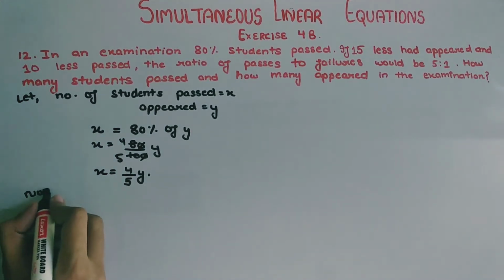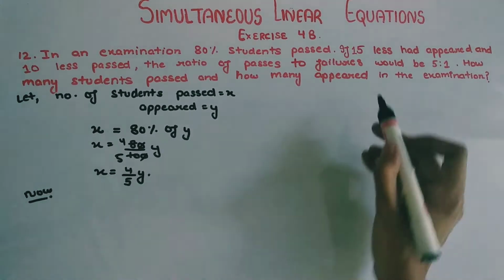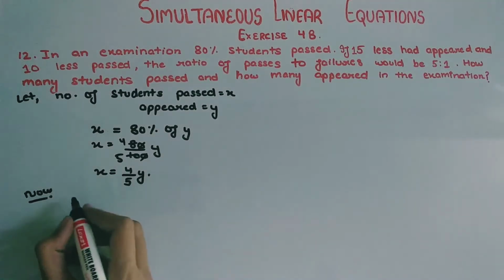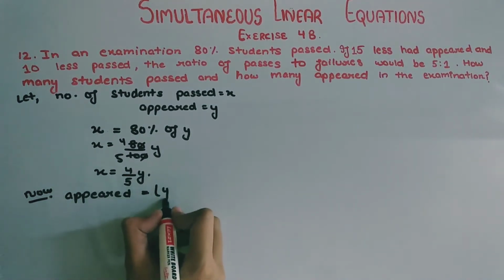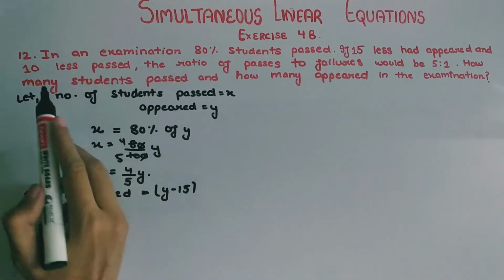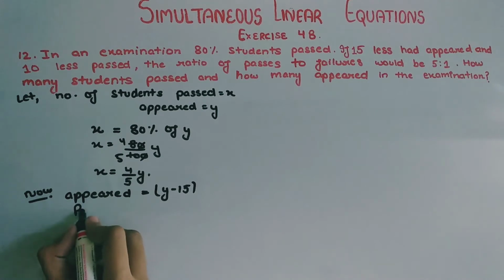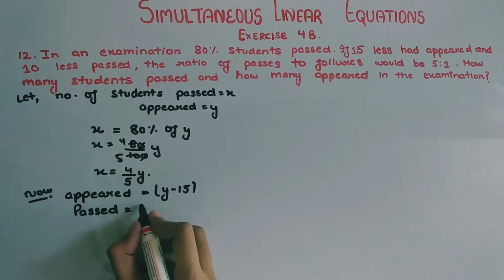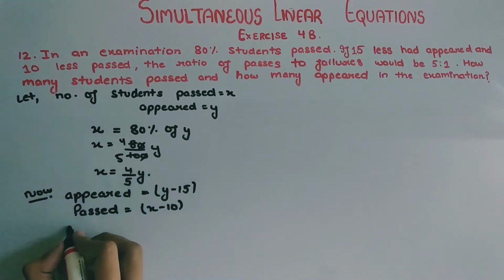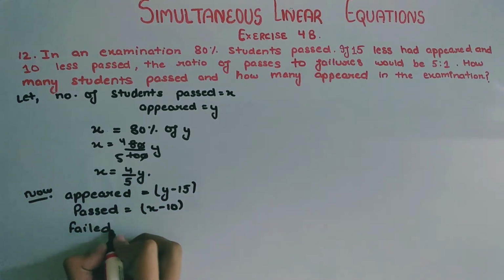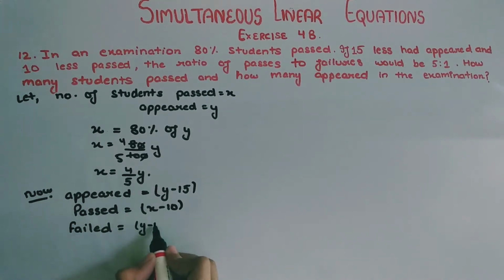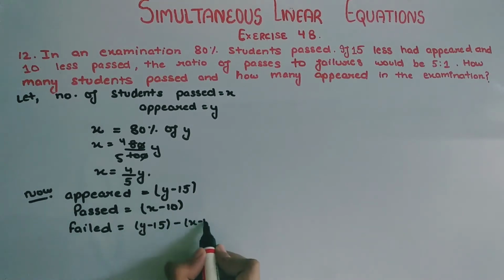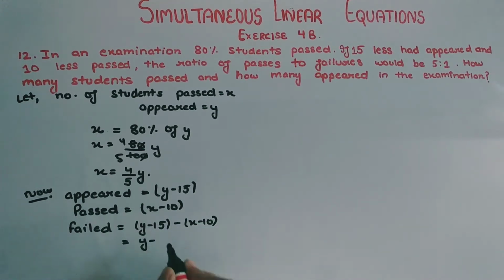Now ahead we are given that if 15 less had appeared, means now the number of students appeared would be 15 less, that is y minus 15, and 10 less passed, means the number of passed students is 10 less, that is x minus 10. Then the number of failed students would be the total number of students that appeared minus the number of students that passed, that is y minus 15 minus x minus 10.